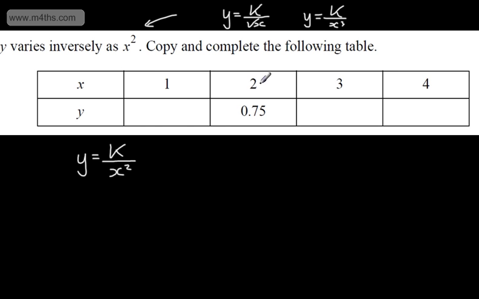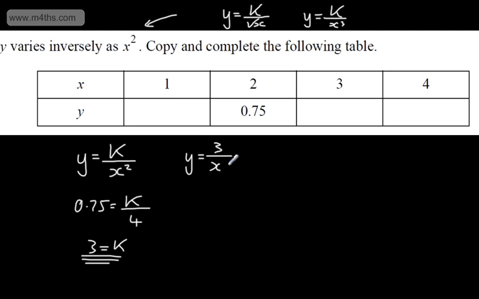Again, we need to take the initial conditions for one to find k. So we're going to have y, which is 0.75, or if you like, we could write that as 3/4 as a fraction, equal to k over x squared. 2 squared is going to give me 4. So from this, multiplying both sides by 4, k is equal to 3. K isn't always equal to 3, it's just turned out nice that it is in the last couple. So replacing this, now we have a relationship that y is equal to 3 over x squared.